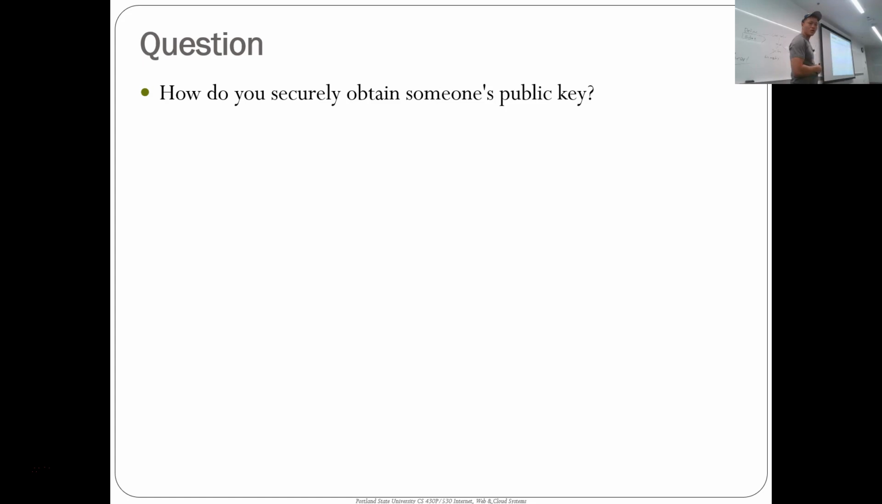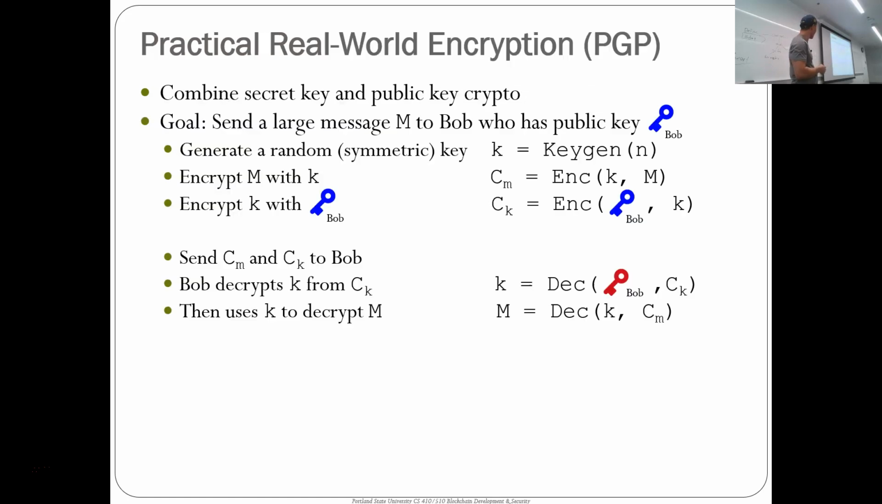Question: how do you securely obtain someone's public key? How did Alice get the public key of Bob? Right? Alice needed that. How did she get that with PGP? Anyone have an idea? How would you get that? Yeah. Publicly. Post it on the internet and hope that nobody has hijacked that connection, because there's a bootstrapping problem.